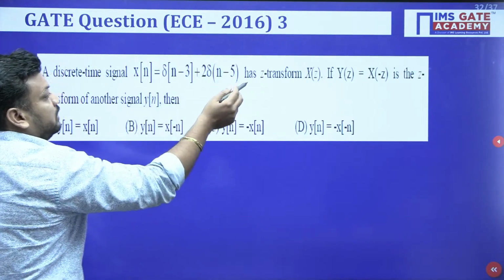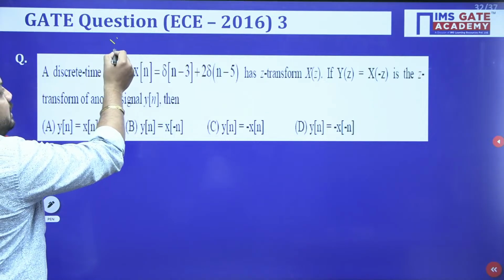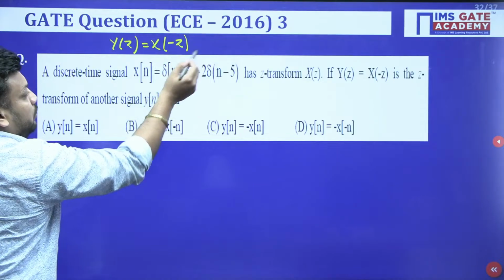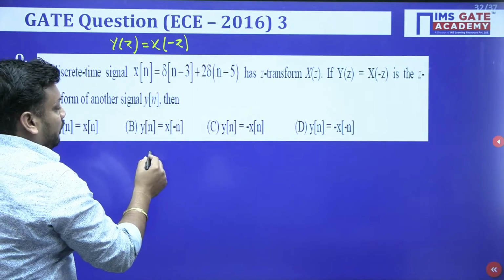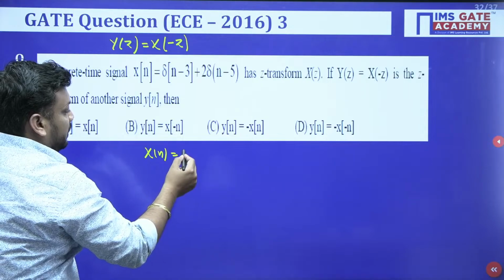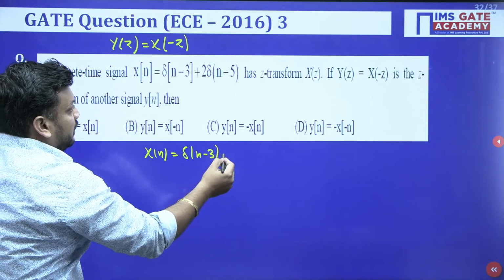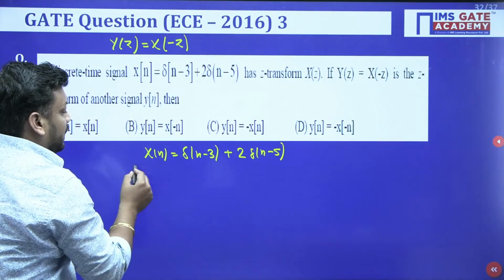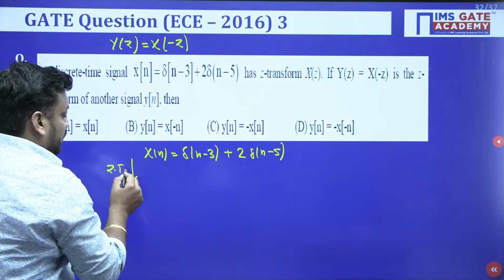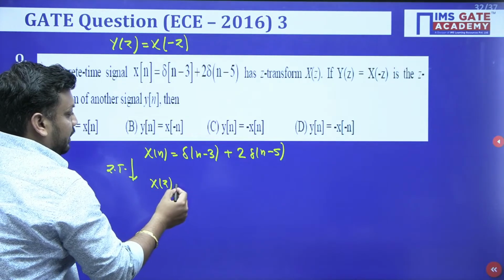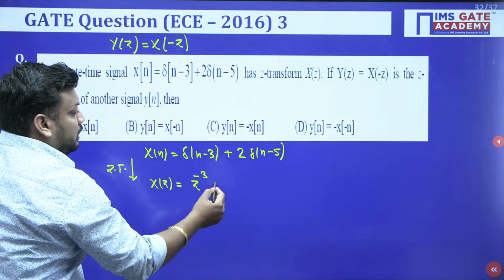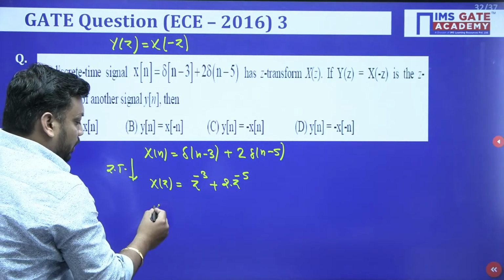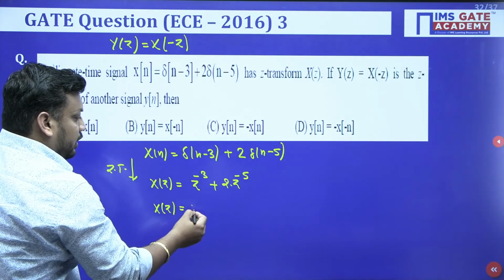Because x of n value is given, Y(z) equal to X of minus z is given to you, and it is asking for y of n. So if I write this x of n, I am writing this complete expression here: delta of n minus 3 plus 2 times delta of n minus 5. And if I take the z transform on both sides, then you will get X(z) equal to z to the power minus 3 plus 2 times z to the power minus 5. Yes or no? Now what you will get for X(z)?